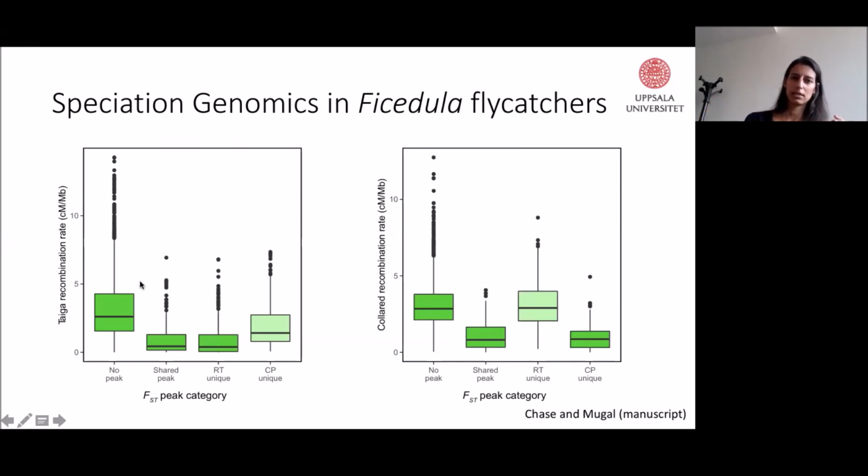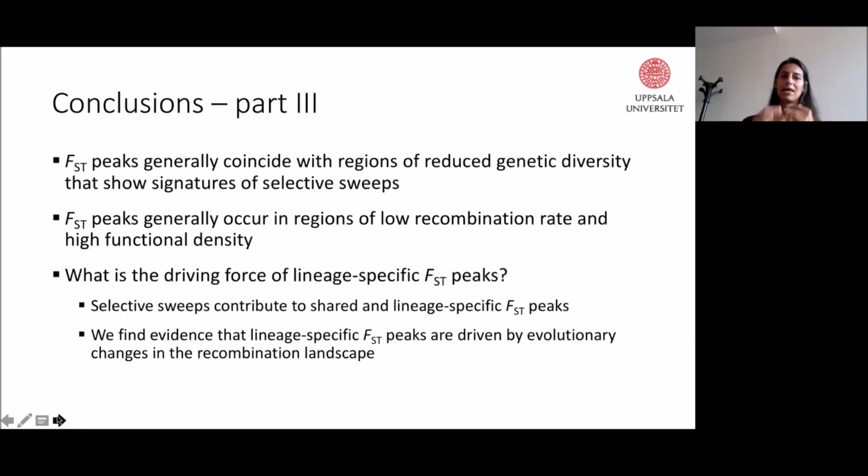What we see is that if we have a shared peak, then recombination rate is reduced in the taiga. It is reduced for the RT unique peaks, red-breasted taiga, but it's not reduced for the CP unique peaks. The recombination rate that is reduced for the CP unique peaks is the collared recombination rate, which is shown here, but not in the RT unique peaks. So this really tells us that we find evidence, shown here in the last line, that lineage-specific FST peaks are driven by evolutionary changes in the recombination landscape.